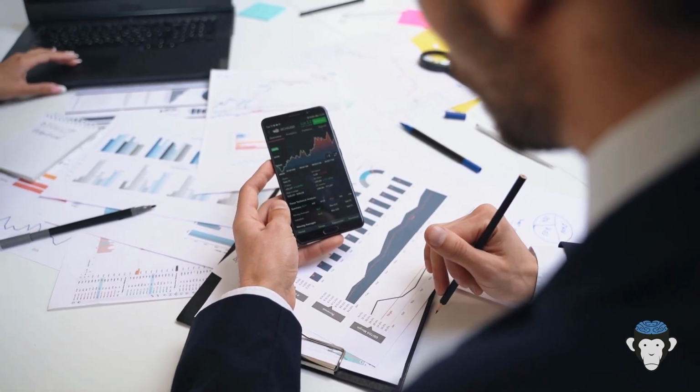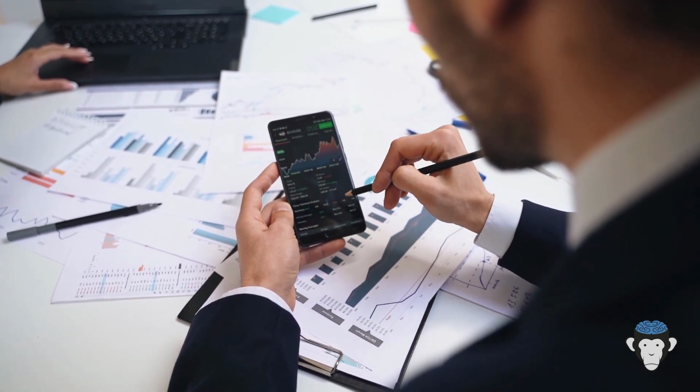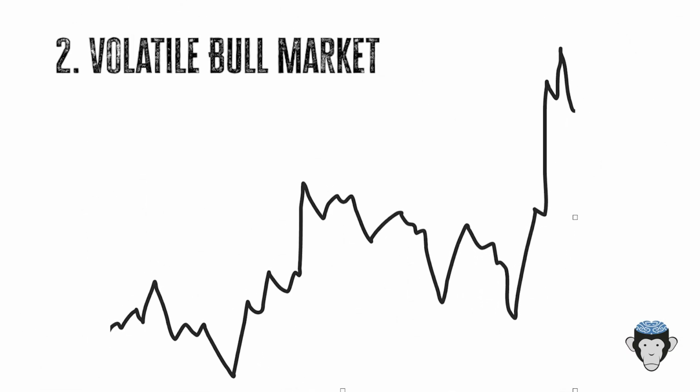When you trade this kind of market, you want to use a strategy that looks to buy on the dips into key support levels, or buy on breakouts above recent highs. Very, very simple. The second type of market is the volatile bull market. This is also an upward moving market, but it has explosive momentum behind it.